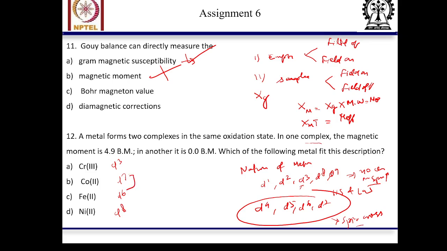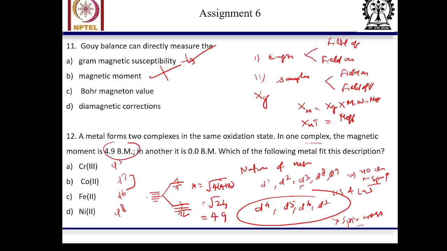Now we take d6. We fill the low spin configuration: 1, 2, 3, 4, 5, 6. So how many unpaired electrons are there? 4. So what is the magnetic moment? The square root of n(n+2), that is the square root of 24, which is nothing but 4.9. That is the first case.